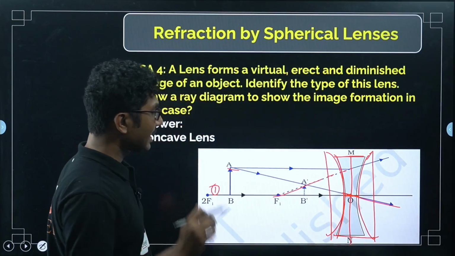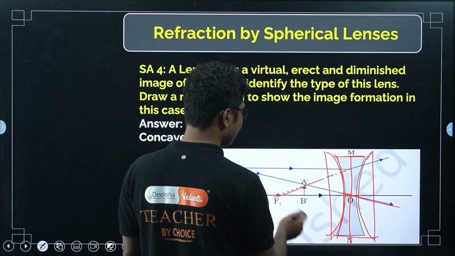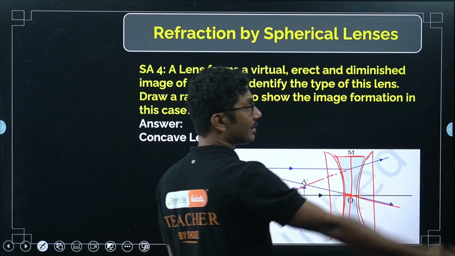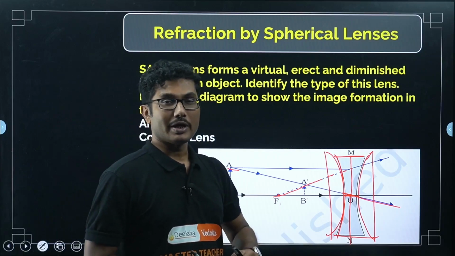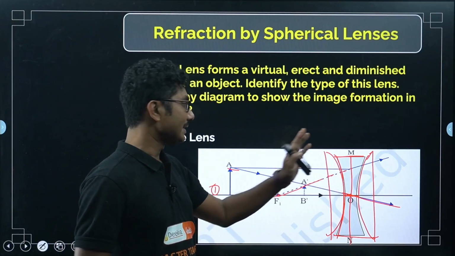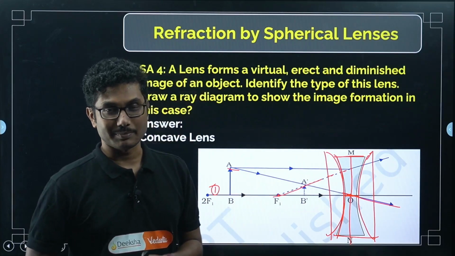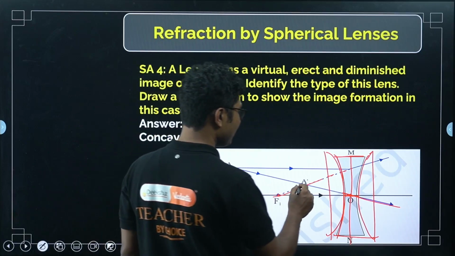Okay, now remember that for concave lenses, this focal length, this focus, is on the left hand side. For convex lens, the focal length is on the right hand side. That is the only change. Same as mirrors. In concave mirrors, the focal length was on the left hand side, right? Same as lens. In case of concave lens also, the focal length is on the left hand side, but it produces virtual images, virtual and diminished images.